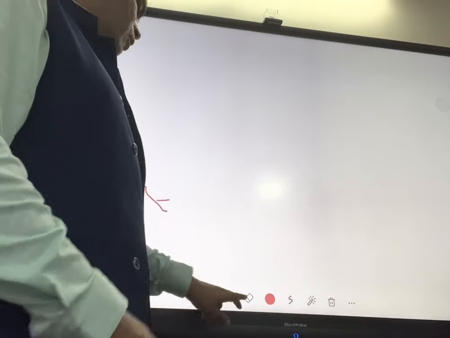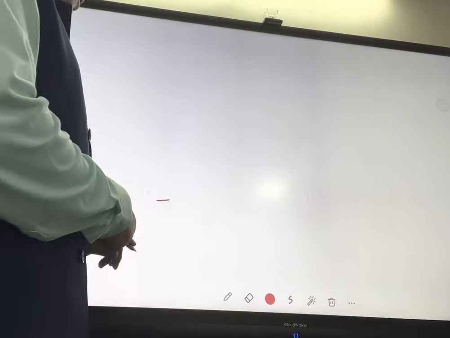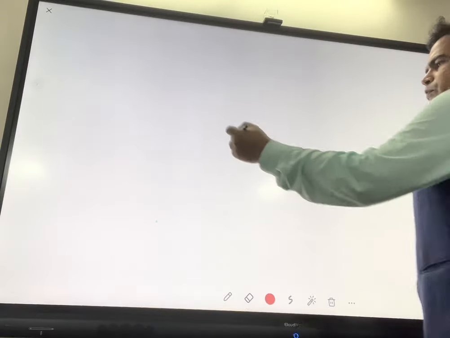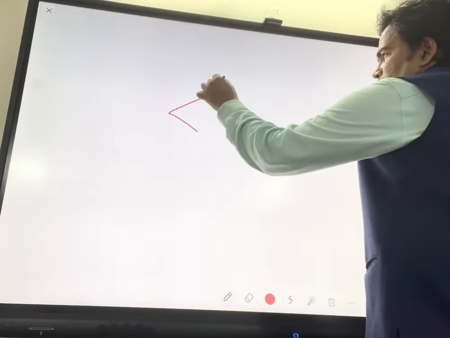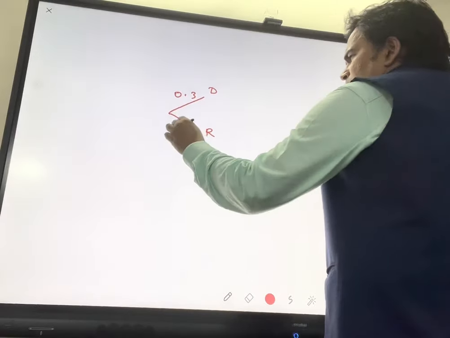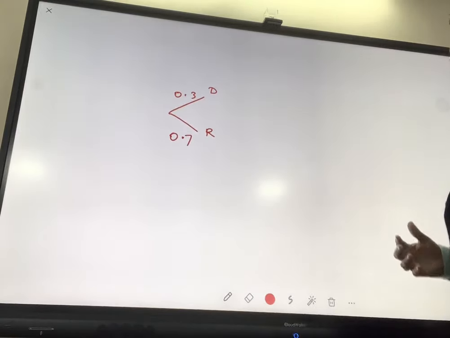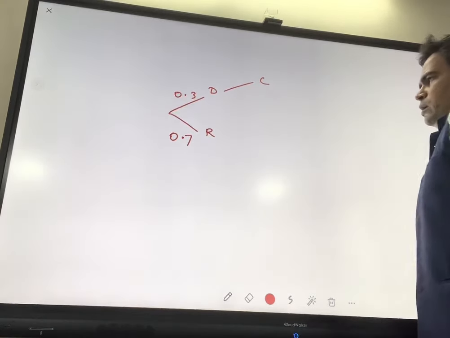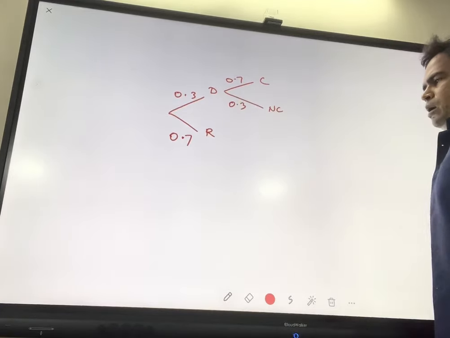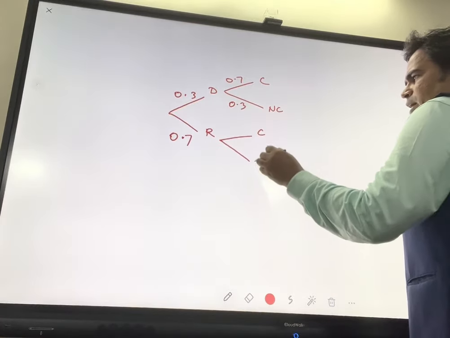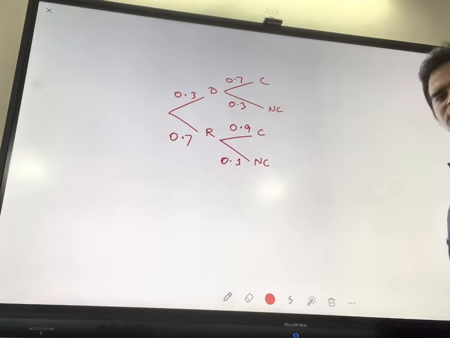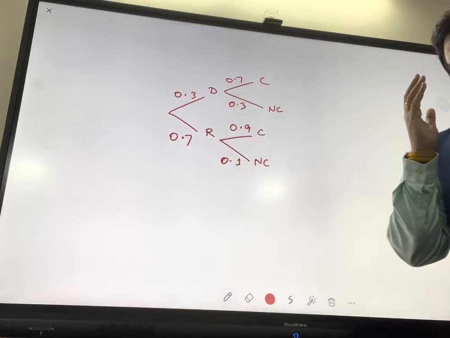So I'm just straight away giving a problem that can help us understand this concept. Consider the probability of a dry day or a rainy day on any randomly selected day. Assume the probability of a dry day is 0.3, and the probability of a rainy day is 0.7. If it is a dry day, I go for cycling with probability 0.7 and don't go cycling with 0.3. If it is a rainy day, the probability of cycling is 0.9, and not cycling is 0.1. So this is a tree diagram, where one event is following the other event.